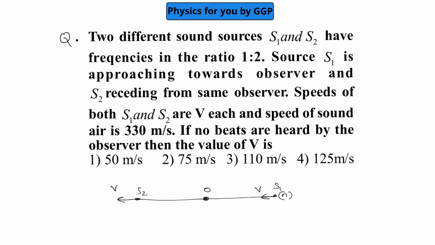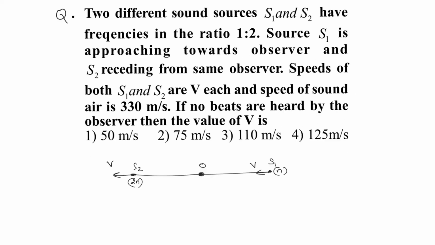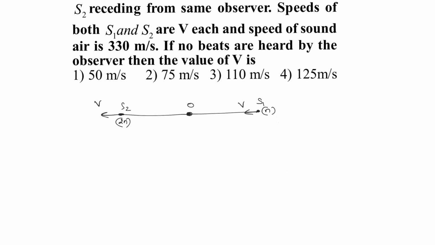And if the frequency of S1 is n, then the frequency of the second one is taken as 2n. Speed of both S1 and S2 are v each, and the speed of sound in air is 330. No beats are heard by the observer. So if beats are not heard, that means the apparent frequency heard from the first source and the apparent frequency heard from the second source should be the same.